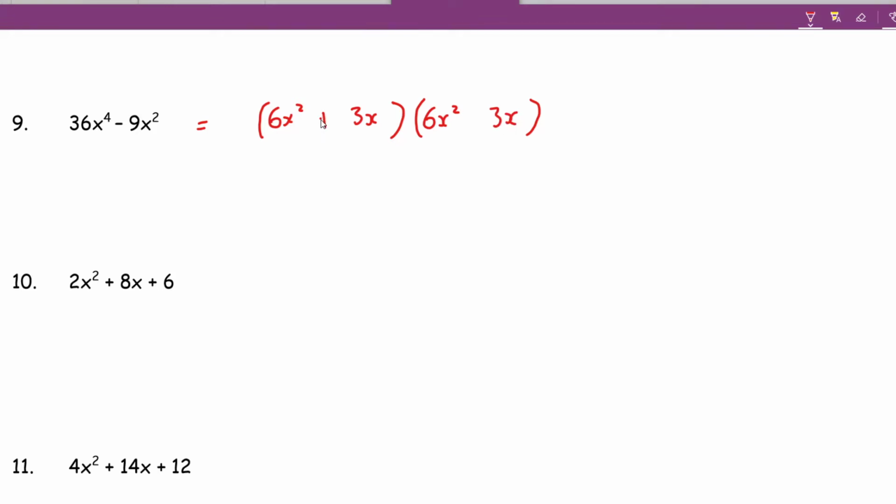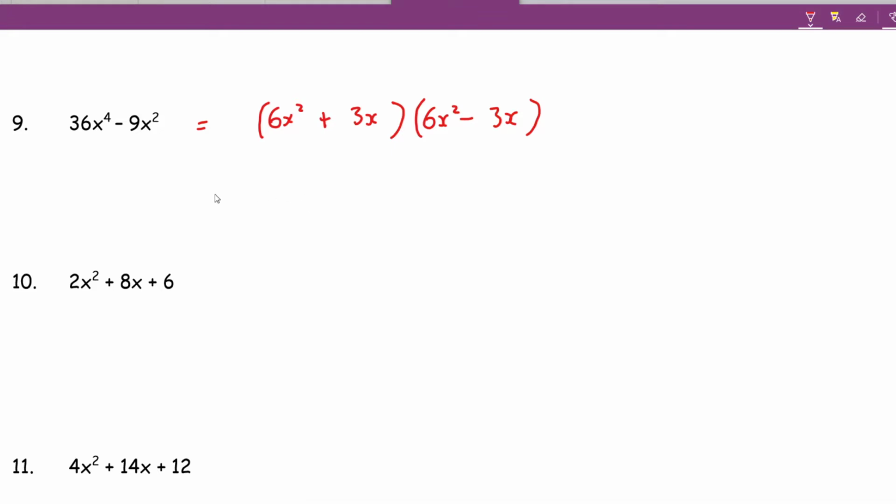And simply 1 is positive and 1 is negative. So that's about it. That times that is 36x squared. The middle terms will cancel. 3x times 3x is 9x squared.